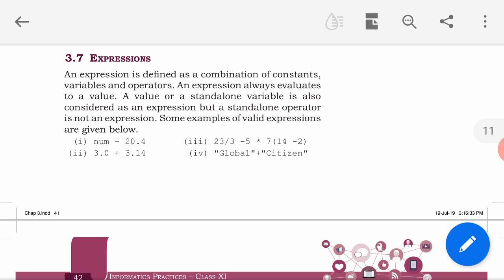Some examples you can see here. Num1 minus 20.4: num1 is a variable here and 20.4 is a constant. Similarly, in the last example you can see global plus citizen. Two strings are concatenated with the plus operator. So this is also an expression.